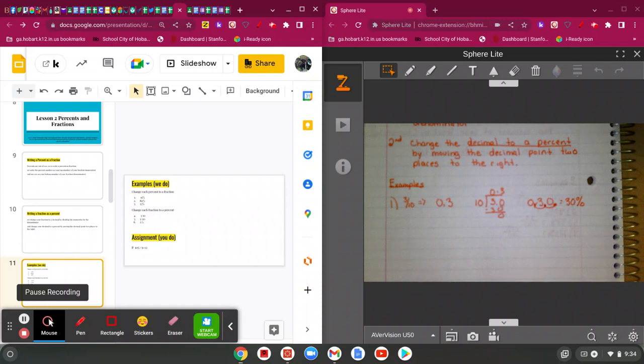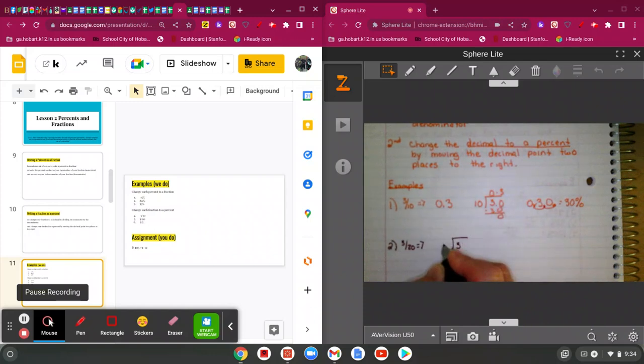If we look at another one, if I want to change 3/20 to a percent, first thing you're going to have to do is change it to a decimal, which is taking 3 and dividing it by 20. Okay, 20 doesn't go into 3, so you're going to have to add a decimal point and some zeros. 20 goes into 30 once, which leaves you with 10. Bring down your 0. 20 goes into 100 5 times.